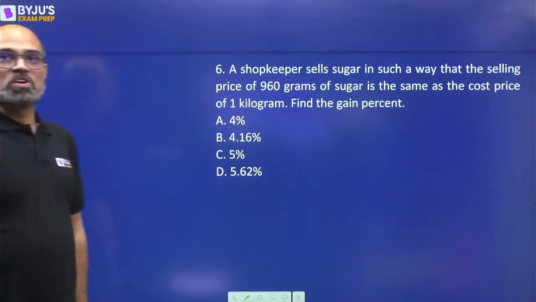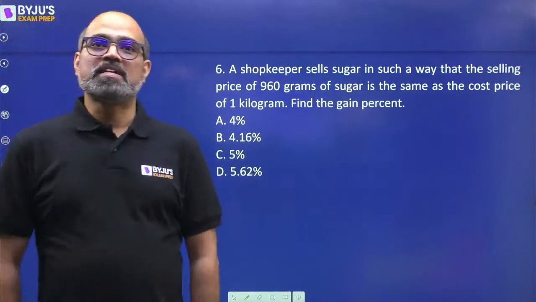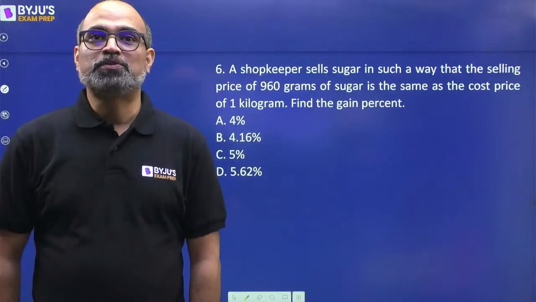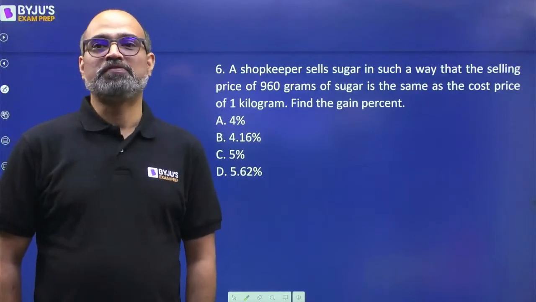Okay, next question. A shopkeeper sells sugar in such a way that the selling price of 960 grams of sugar is same as the cost price of 1 kg. Find the gain percentage.